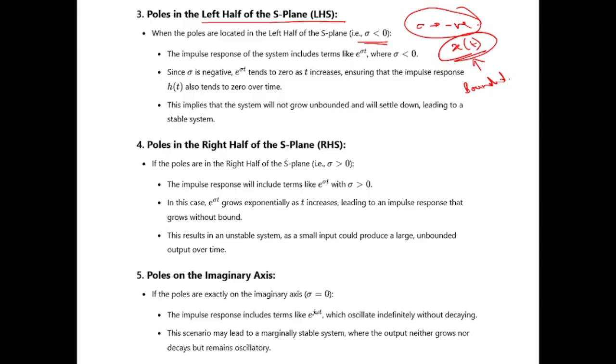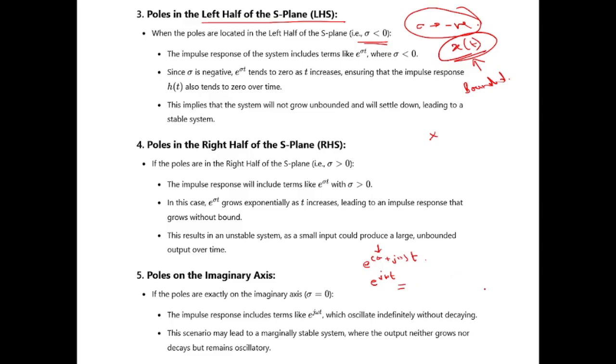What happens if we place the pole on the j omega axis? At particular frequencies where you are placing the pole, there will be a resonant effect. From where is that resonant effect coming? We are in the Laplace domain, we are having e to the power sigma plus j omega t. Sigma is 0, so it becomes e to the power j omega t. What is this given by?